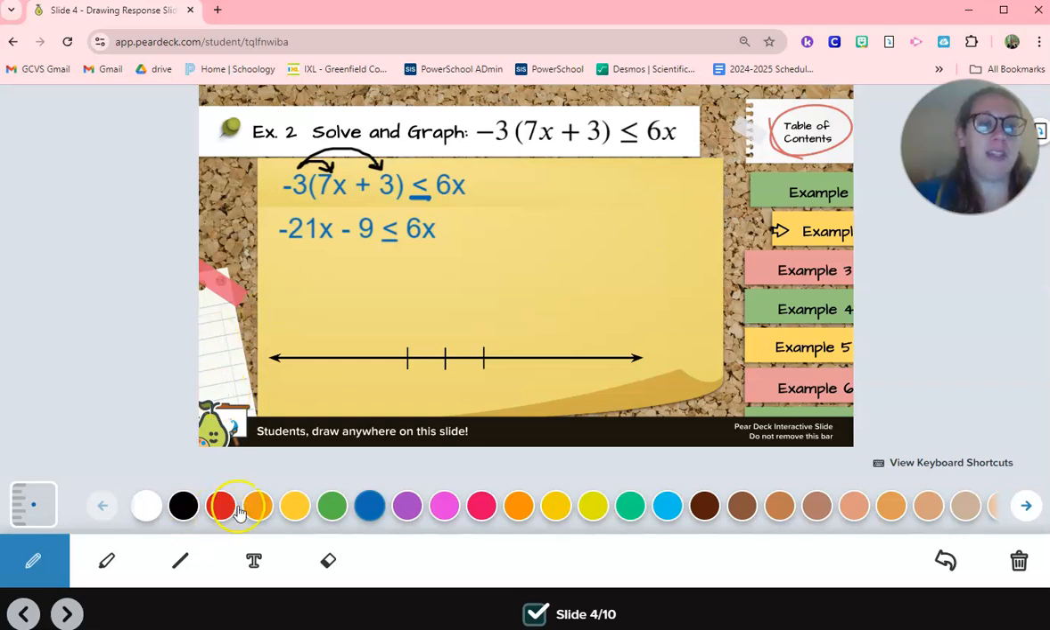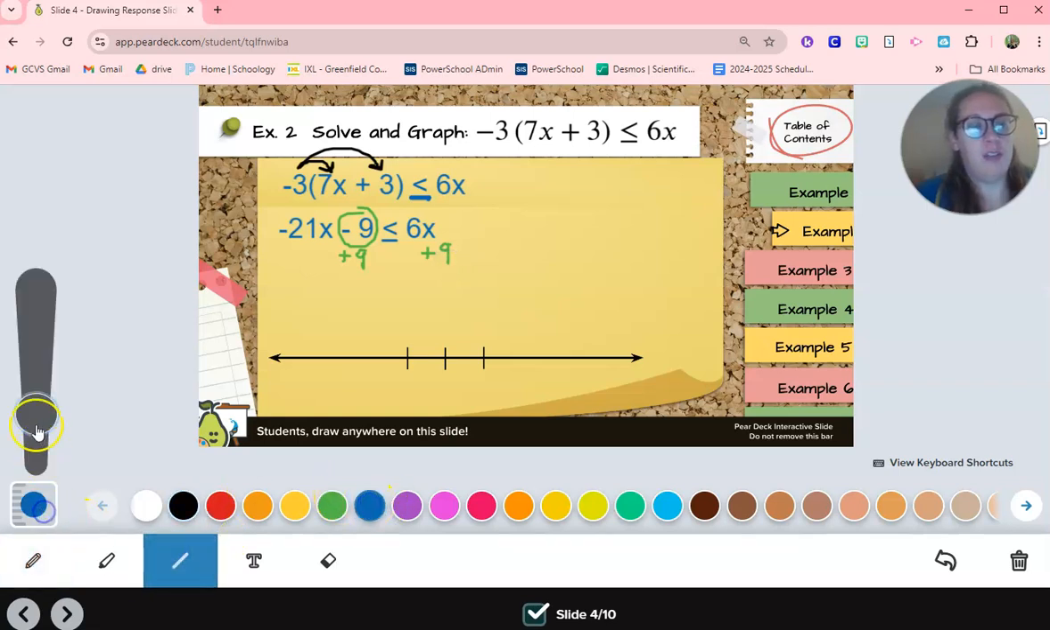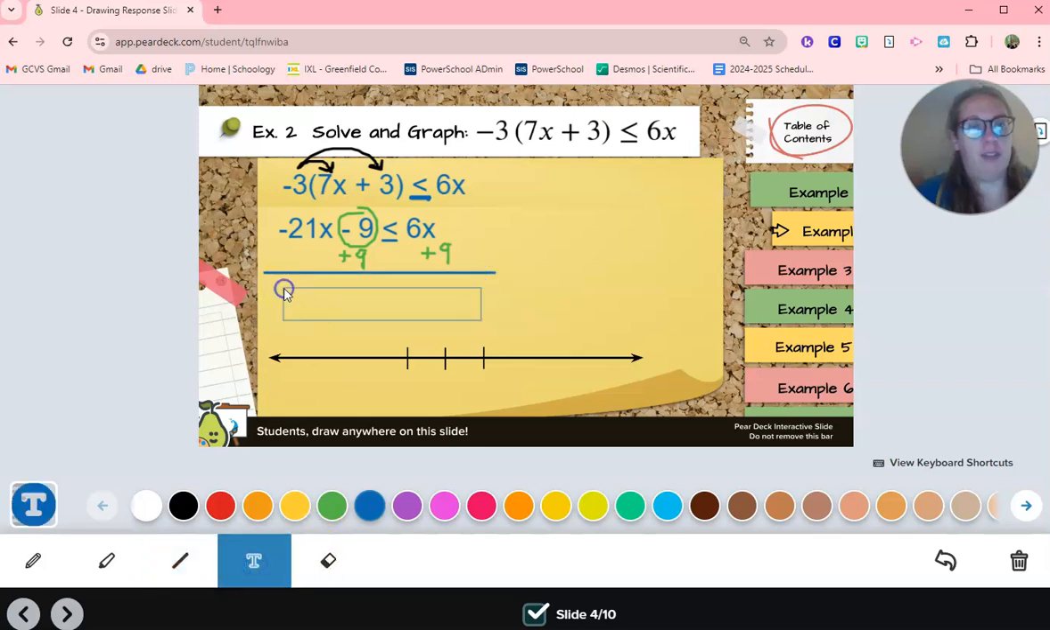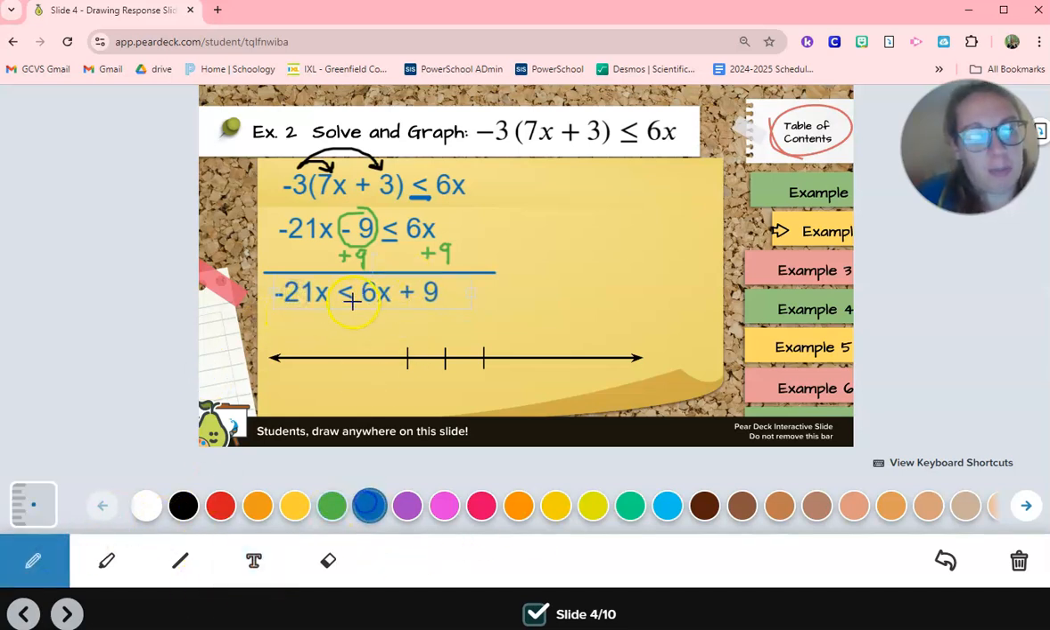I'm going to bring this 9 over to the other side. It is a -9, so I'm just going to add it, doing that opposite operation. And we have -21x. -9 plus 9 cancel, and then we have 6x plus 9 left on that right side. And again, just using my pencil tool to make sure I'm putting that or equal to sign underneath.